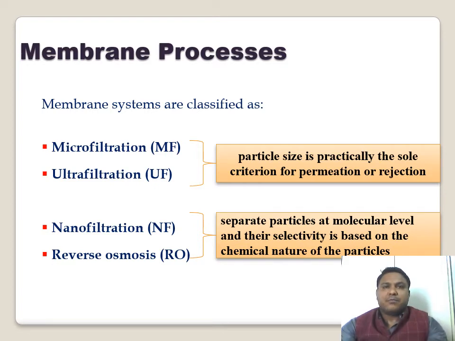Components smaller than the membrane pore size pass through the membranes, while large components are retained. Components can be selectively separated over a wide range of particle size. Membrane processes separate molecules on the basis of size and molecular weight. In microfiltration and ultrafiltration, particle size is practically the sole criterion for permeation or rejection, whereas nanofiltration and reverse osmosis separate particles at molecular level and their selectivity is based on the chemical nature of the species or particle.